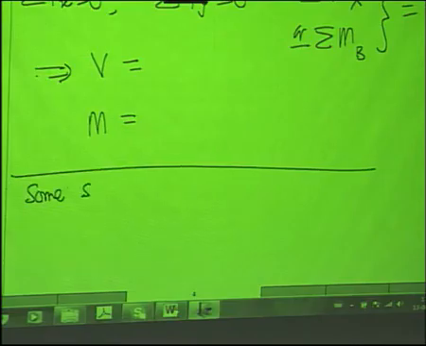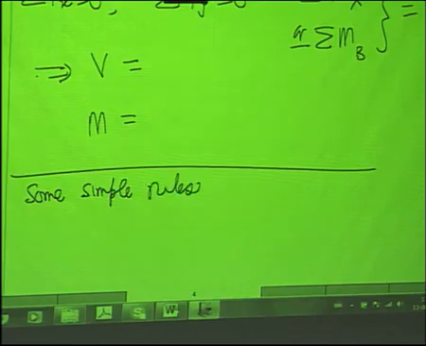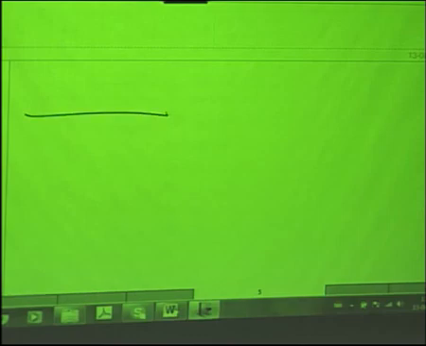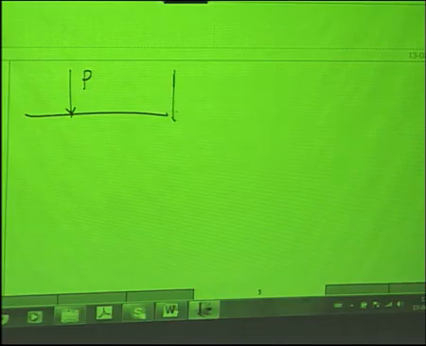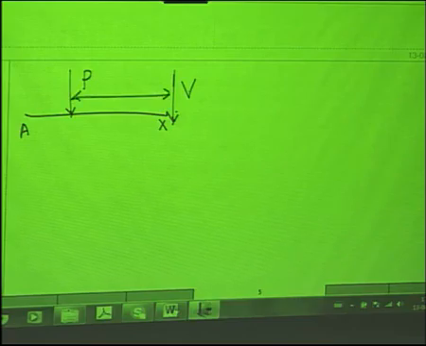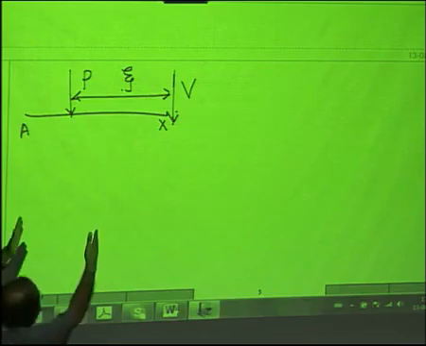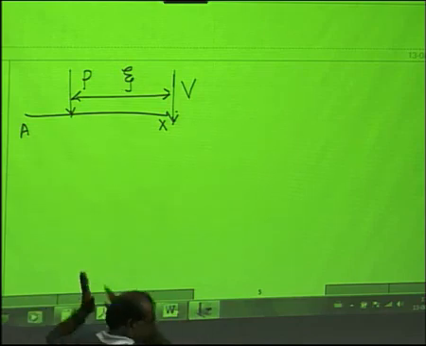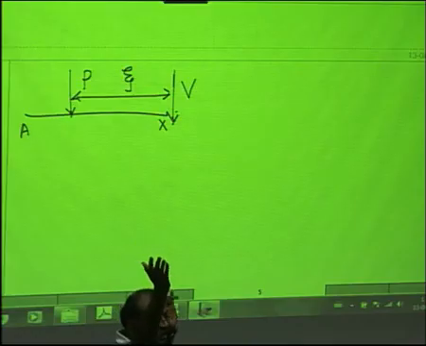So we have some simple rules. Let me move to the next page. Suppose I am talking of a beam, let us say there is a force P. If I try to see, I use a symbol zeta for the distance between the cut section and the force P. So now I am starting from the left, I am starting along the positive x axis. I have a force P.